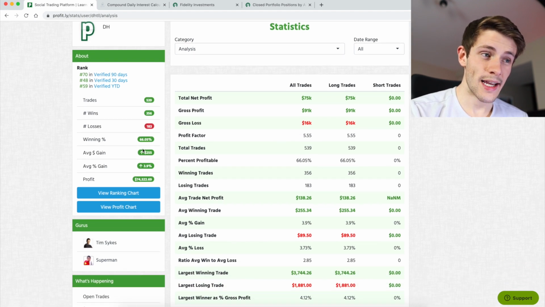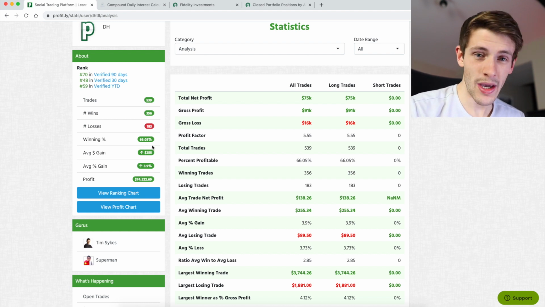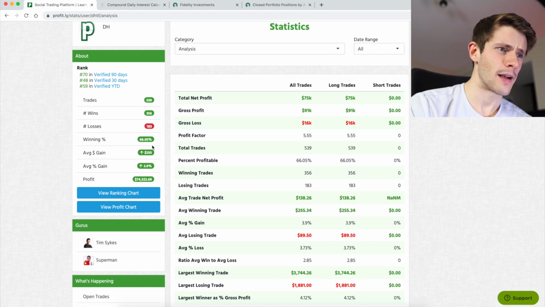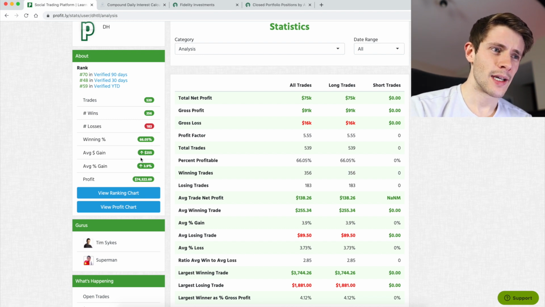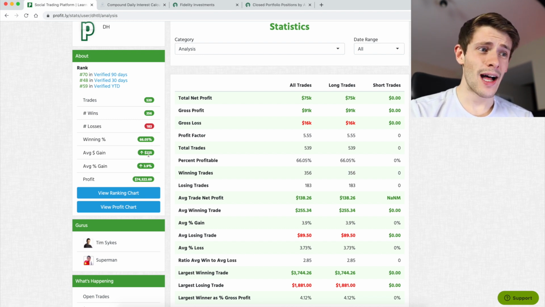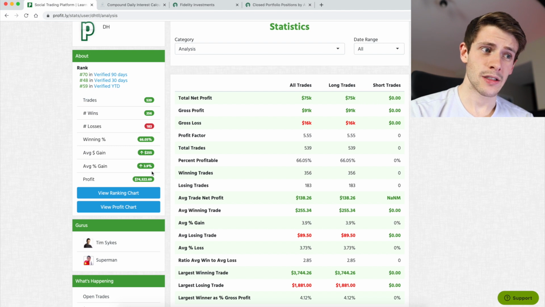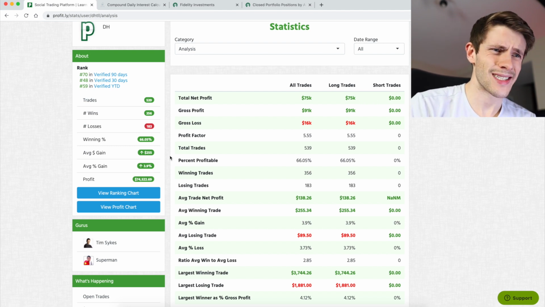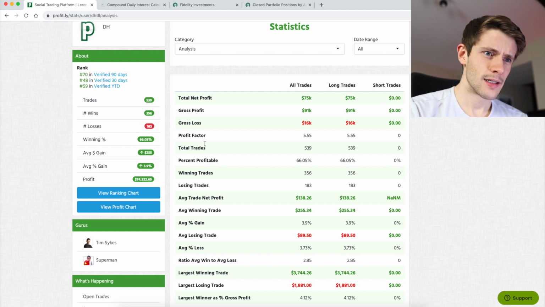I am 66% accurate. I win on 66% of my trades. So 2/3 of my trades I make money on, which is pretty cool. It's pretty cool to know that. My average dollar gain on my trade is $255. Average percentage gain is 4% gain on my trades. And again, I don't trade with my entire account, but it's just cool to see these stats.